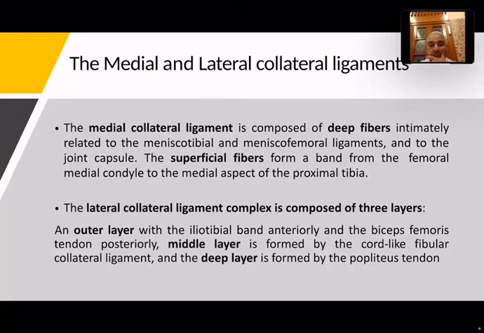The medial collateral ligament is composed of deep fibers related to the meniscotibial and meniscofemoral ligaments and to the joint capsule. The superficial fibers form a band from the femoral medial condyle to the medial aspect of the proximal tibia. The lateral collateral ligament complex is composed of 3 layers. The outer layer has the iliotibial band anteriorly and biceps femoris posteriorly. The middle layer is formed by the cord-like fibular collateral ligament, and the deep layer is formed by the popliteal tendon.